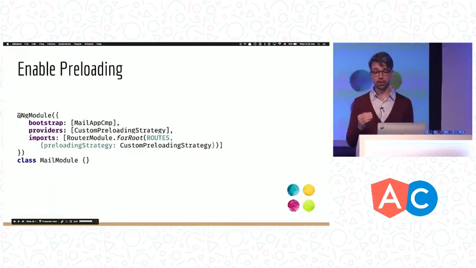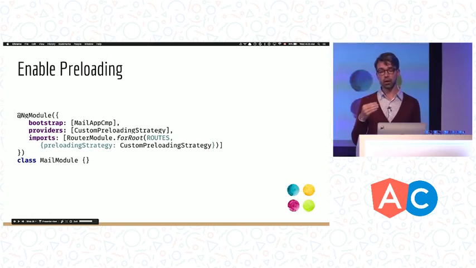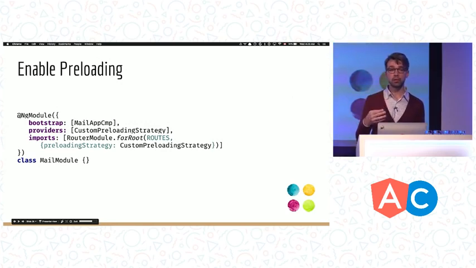Finally, we need to register the strategy, and there are two steps here. First, we need to list it as a provider, and then we need to pass it as a token to forRoot. So the router will use DI to fetch the strategy, and everything will wire up the right way. You know, it all works fine. So that's everything we had to do to enable custom preloading.